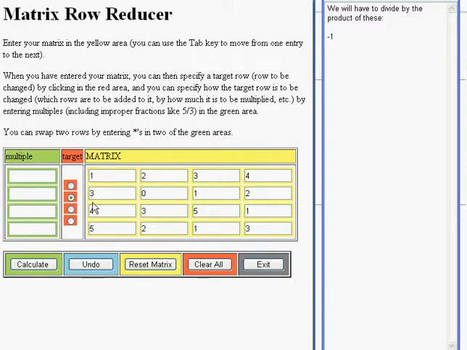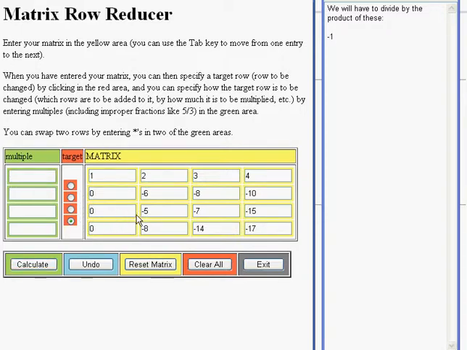If I add -3 times the top row to the second row, I'll get a 0 where I want it there. There we go. And then I will add -4 times the top row to the third row to get a 0 there. And finally, I want to change the fourth row by adding -5 times the top row to it. That way I've got my 0. Okay, I've got my zeros here.